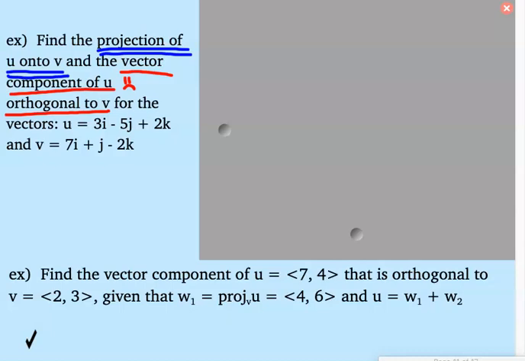Okay. So say this is u, and say this is v. If I want the component of u in this direction, u is made up of some vector this way plus some vector this way. So how do I get it? The projection gives me this vector that's along here, and then the vector orthogonal to that would be this guy right here.